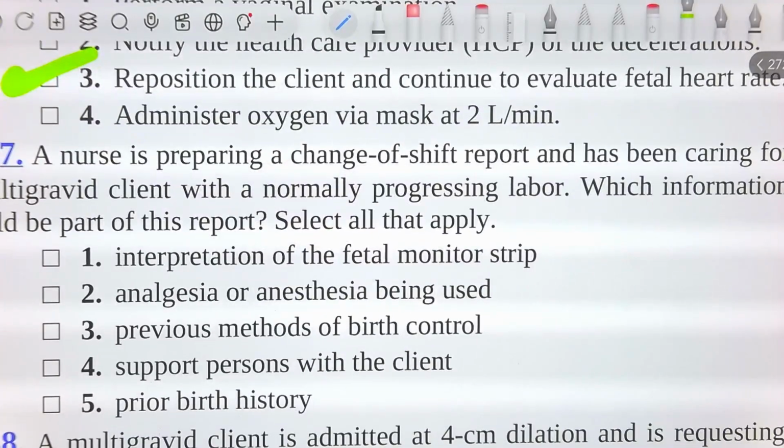Now let's read the next question, that is 37. The nurse is preparing a change of shift report and has been caring for a multigravid client with a normally progressing labor. Which information should be part of this report? It's again a SATA question and you have to select more than one option. So answer number 1 will be the correct: interpretation of fetal monitoring strip, analgesia or anesthesia used, support person with the client, prior history of birth will be taken.